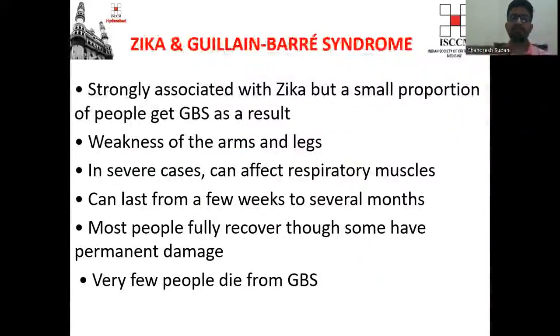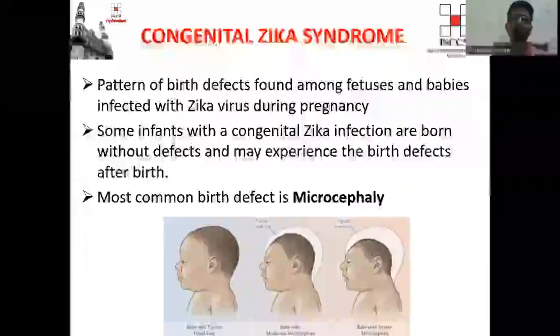There is one entity which is called Zika and Guillain-Barré syndrome correlation. It is strongly associated with Zika virus, but a very small proportion of people get GBS. The symptoms will be weakness of arms and legs. In severe cases, it can also affect the respiratory muscles. It can last from a few weeks to several months, and most people fully recover though some have permanent damage. Very few people die from GBS.